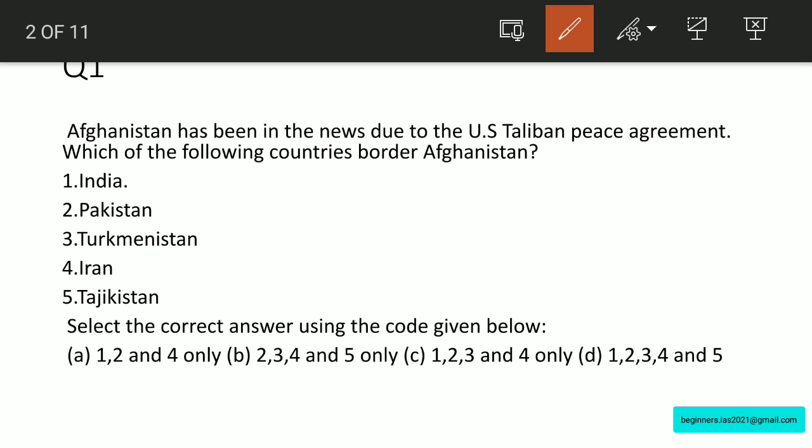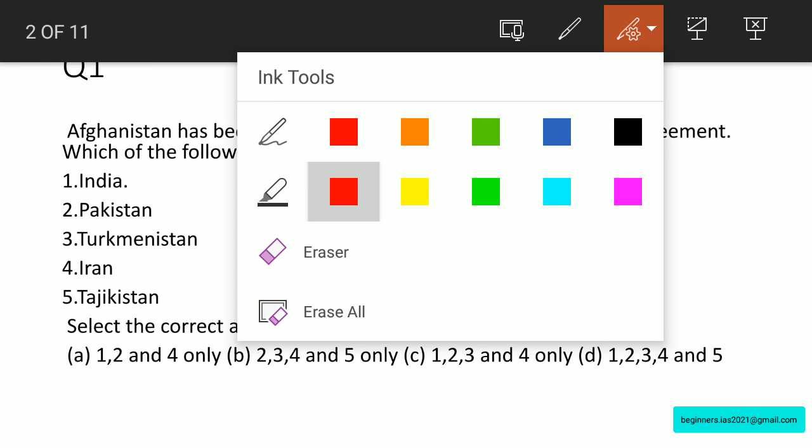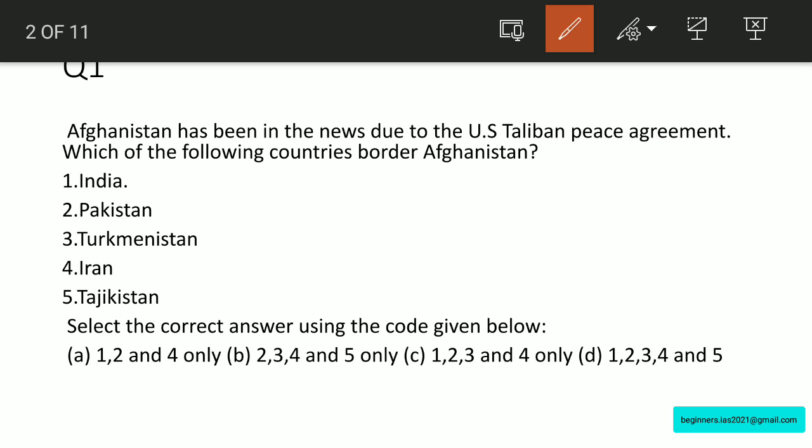Afghanistan is bounded to the east by India, to the south by Pakistan, and to the west by Iran, and on the northern side by the Central Asian states of Turkmenistan, Uzbekistan and Tajikistan. Based on the discussion, all 5 are borders of Afghanistan, that is India, Pakistan, Turkmenistan, Iran and Tajikistan. So D, all of 1, 2, 3, 4 and 5, are the borders of Afghanistan.